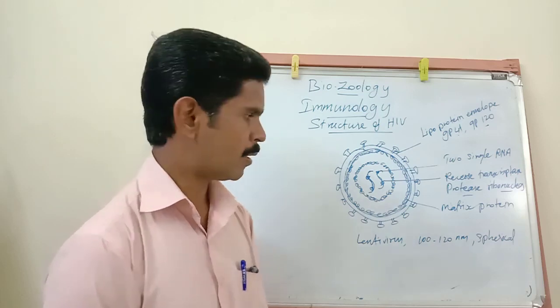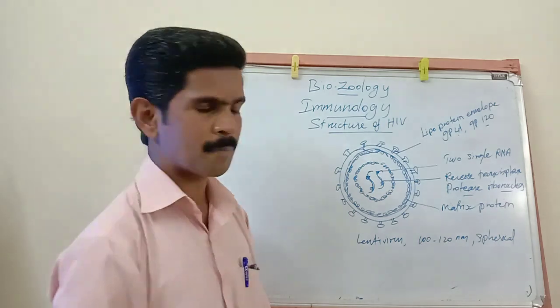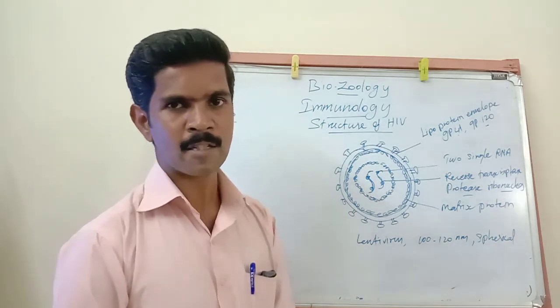Then one more envelope is also there. The name of this envelope is called matrix protein.